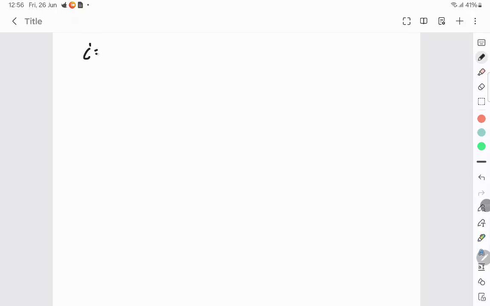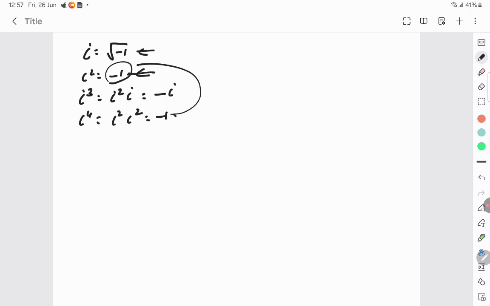You should know in complex numbers i is equal to root of minus 1. i square is therefore minus 1. i cube will be i square into i, which is minus 1 into i, so minus i. i to the power 4 is i square into i square, minus 1 into minus 1, which is plus 1.